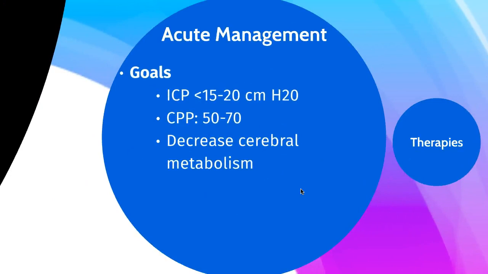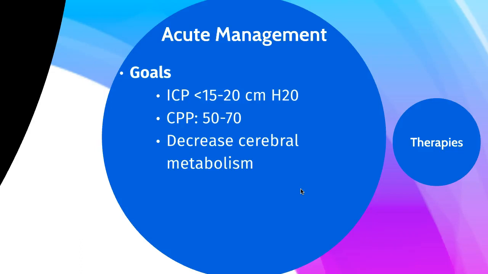So let's talk about acute management. First you have to understand what your goals are. One, we want to have an ICP that is certainly less than 20, and oftentimes in children, an ICP less than 15 is advocated. In an adult patient, having a CPP of 50 to 70 is appropriate, but as we talked about before, it's going to be dependent upon their age. So if this patient is 6, his CPP probably should be 40 to 50 and not in that 50 to 70 range.